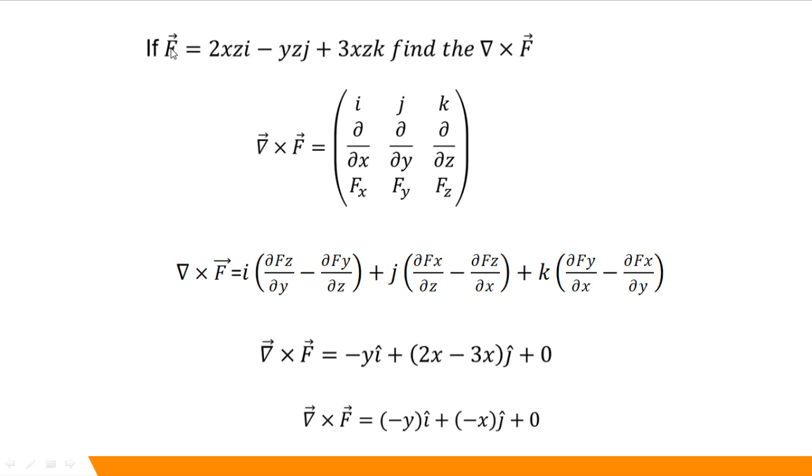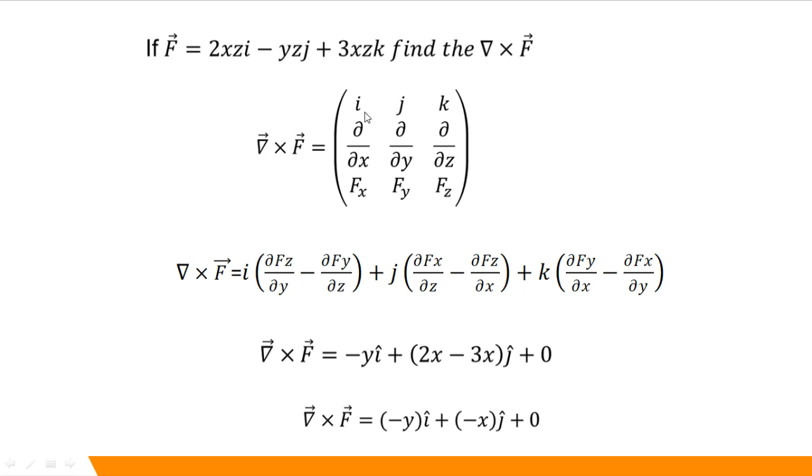So here the vector field is given: F = 2xz i minus yz j plus 3xz k. Find del cross F. So this is the equation for del cross F: the determinant with i, j, k, del by del x, del by del y, del by del z, and F_x, F_y, F_z. This is F_x, minus yz is F_y, 3xz is F_z. Okay.